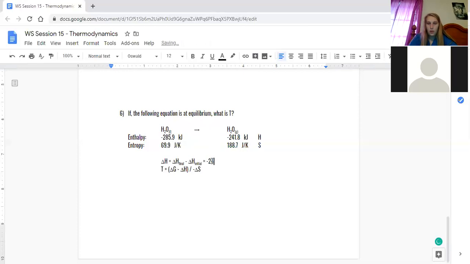We'll have negative 241.8 kilojoules minus our negative 285.9 kilojoules. Oops. And that is going to be equal to what?